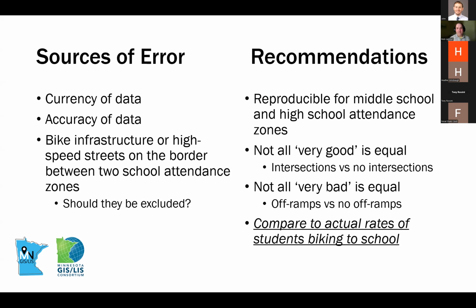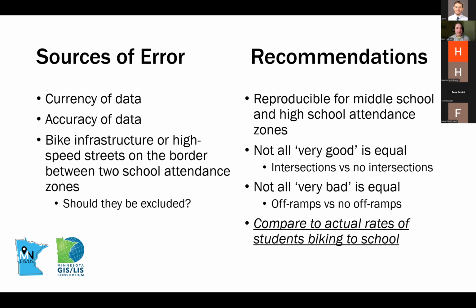Same with all very bad. Not all highways are equally bad. If highways have off ramps that dump lots of high speed traffic into neighborhoods, that's probably not the same as highways that don't have any off ramps, where the traffic has no way to actually access into that neighborhood.